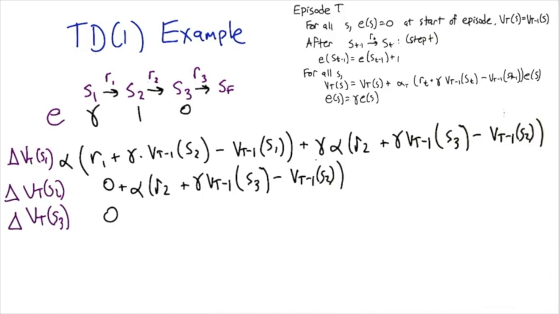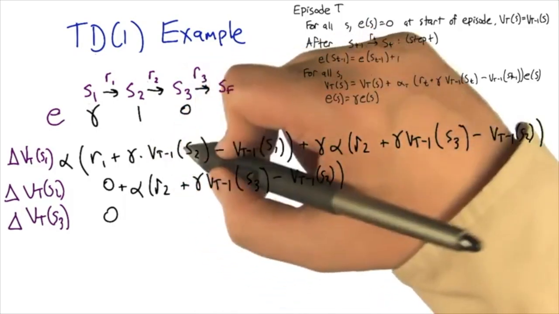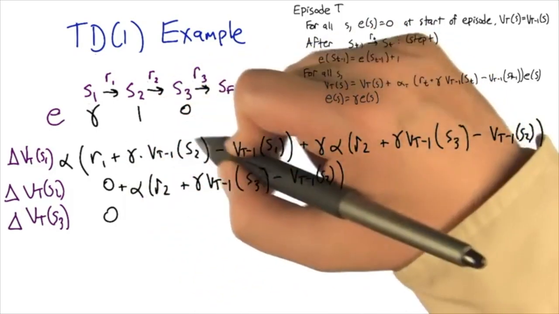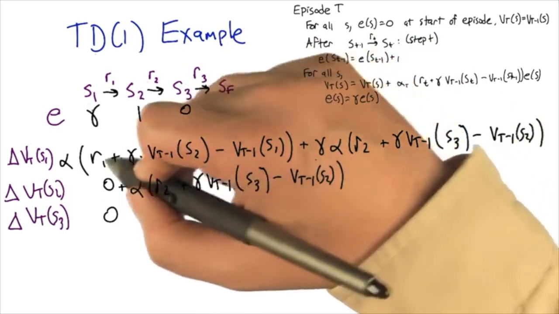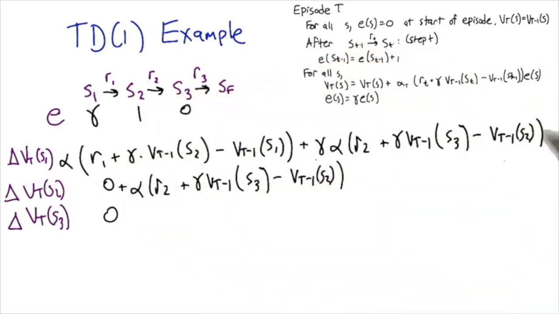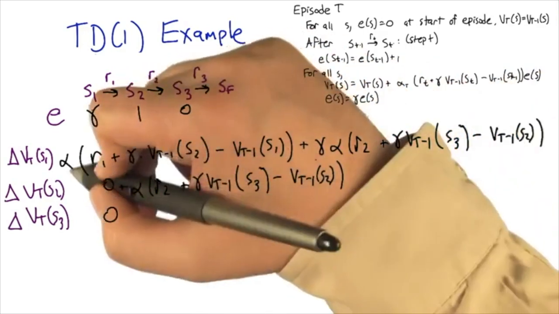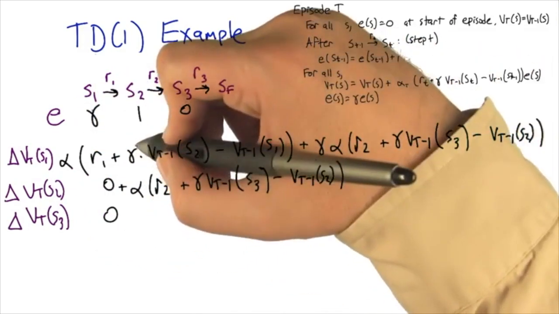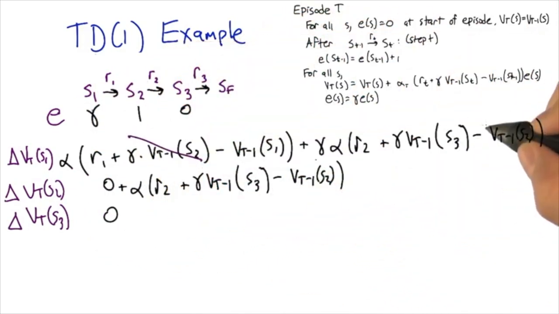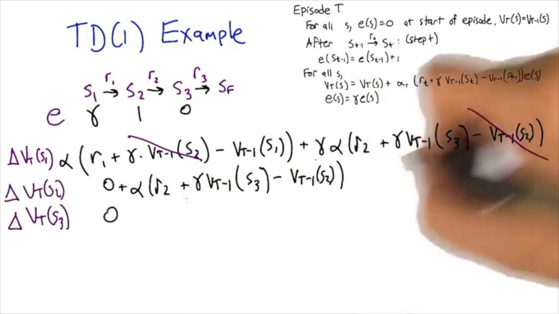So here's the interesting thing to observe: previously we added in this value of S2 according to the previous value function times gamma, and now we're subtracting away the value of S2 from the previous iteration, and multiplying that by this gamma and this alpha. So they actually match exactly. This thing and this thing cancel. That's beautiful. So now I can rearrange the remaining terms and make it look a little bit simpler.